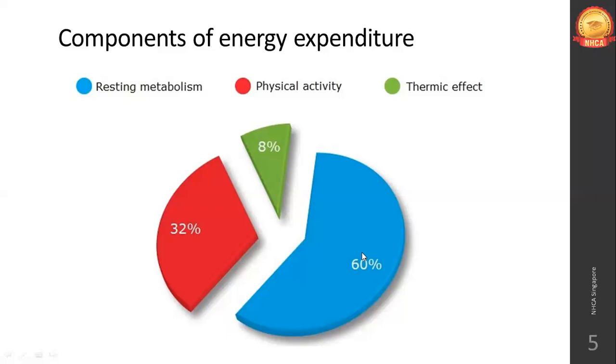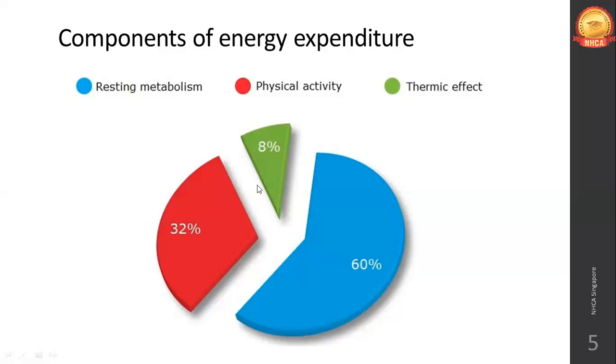Okay. Next is your physical activity. The next big chunk goes to physical activity, approximately 32%. In the textbook, they have given 25 to 30%. It's approximately 32% of body expenditure that takes place because of physical activities, and this changes from individual to individual. It completely depends on what kind of lifestyle you have, sedentary, moderately active or active.